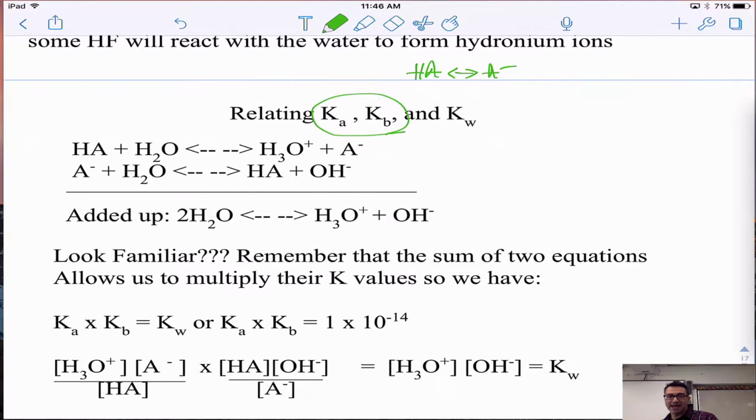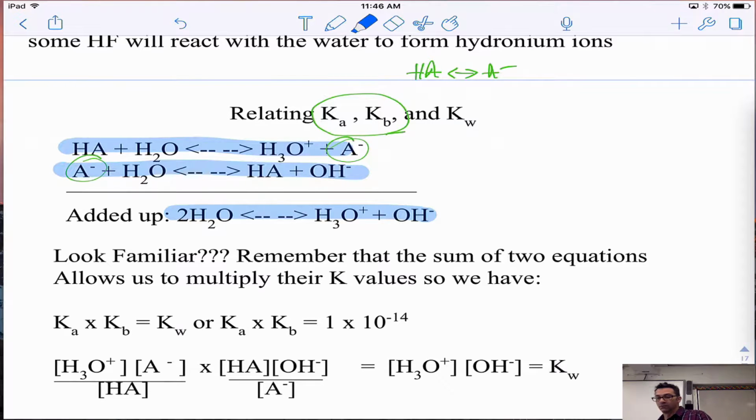If you go back to the reactions that I put up above, the HA reacted with the water and it formed H3O+ and A-. We have that from above. The A- also will react with water in the same solution and produce OH-. Now, if I add these two equations together, I get something that should look familiar to you. It's the autoionization of water.